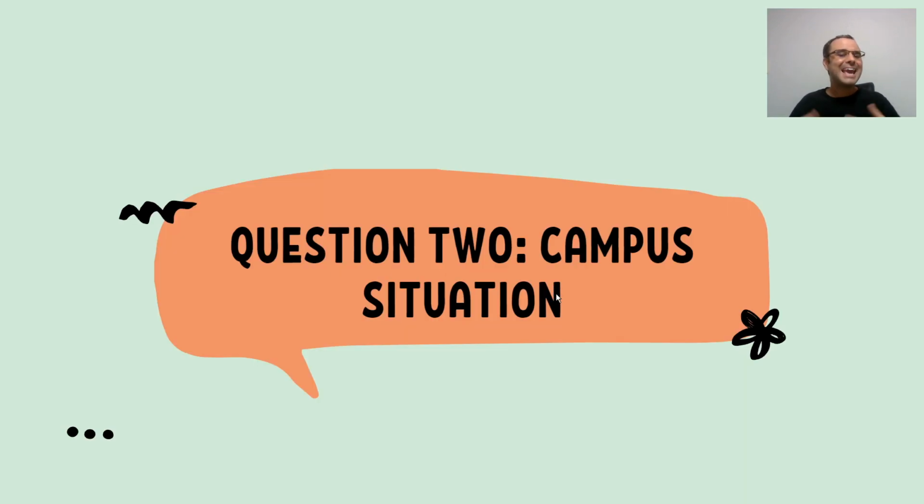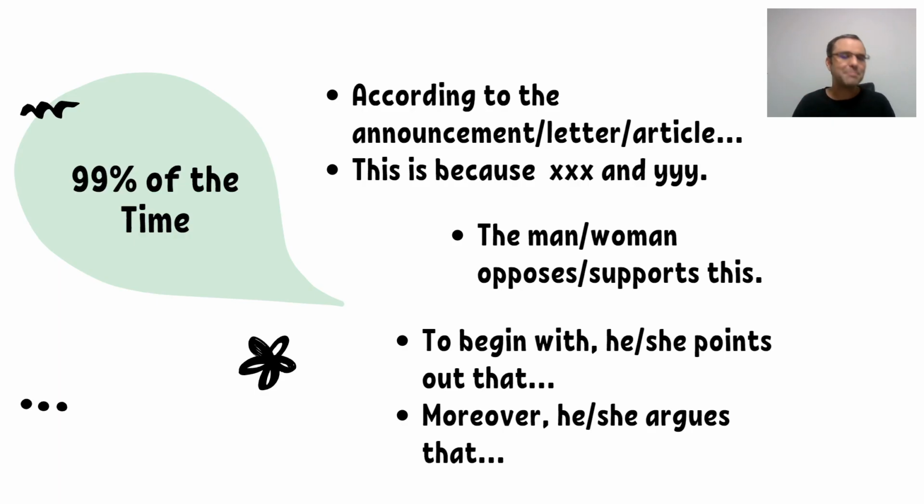Next up is the campus situation question. Once again, I have two main templates, and they're both pretty similar. 99% of the time, you're going to use the template that you see on the screen here. You're going to start by summarizing the reading part in two sentences. In the first sentence, you're going to say according to the announcement or the letter or the article, and then you're going to state the change which it mentions.